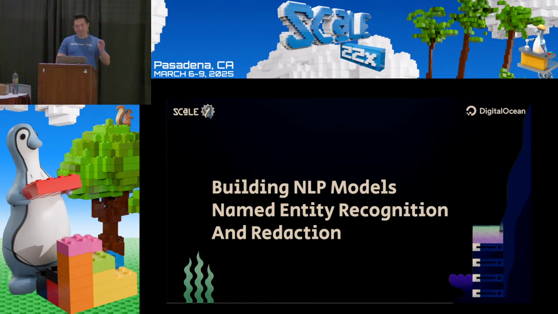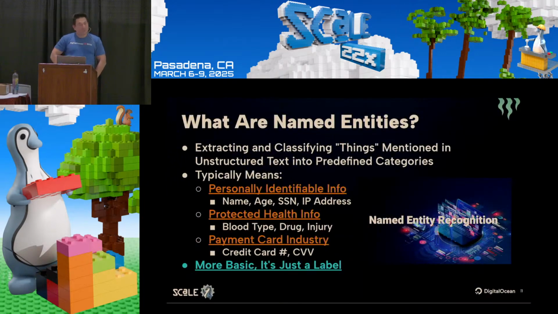So, super simple example, let's now scale that up. We're going to build a named entity recognition model here, which is also redaction, but we need to start with the named entity recognition first. So what are named entities? Named entities are extracting and classifying things mentioned in unstructured text into predefined categories. If anyone's heard about personal identifiable information, protected health information, payment card stuff, like credit card numbers, CVV, those are all different classifications for things.